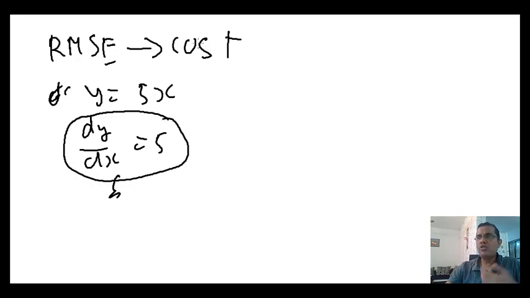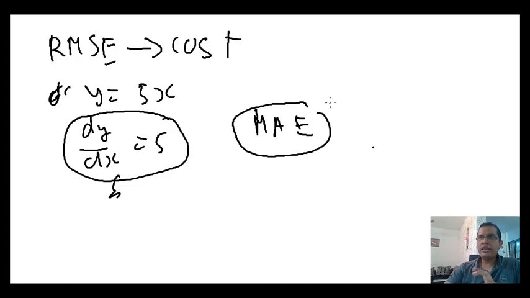And the same thing will happen with your MAE, because when you take dy by dx for MAE, you will also get a constant number. The same thing will happen with your MAPE and RMSLE. So we can only use MSE as my cost function. Since we have discussed something on the derivative side about dy by dx, let's discuss one more thing which normally people assume, but they do not know why they assume that thing.